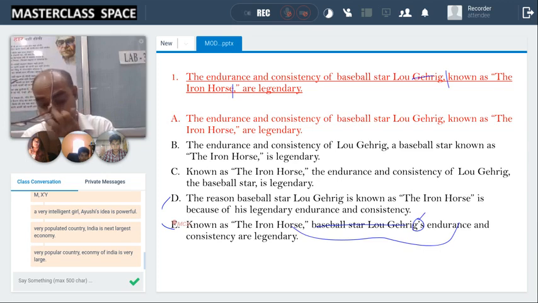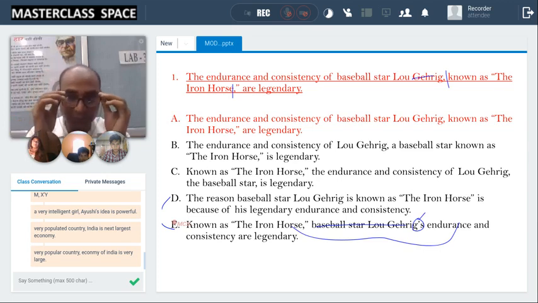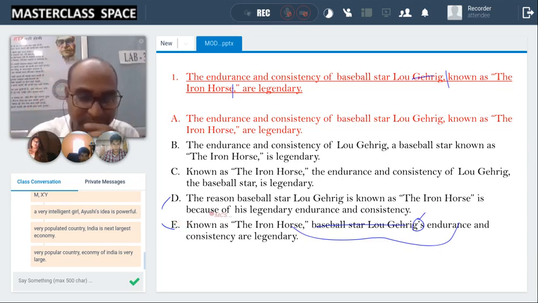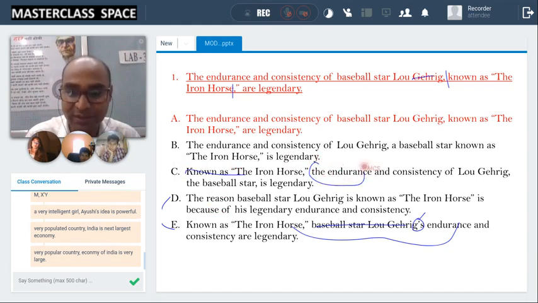B. Okay. Actually, B has a subject-verb agreement error that I'll tell you about. So here C is incorrect. Why? Because known as the iron horse is again modifying endurance, but it should be getting. So C is out. B has a problem.